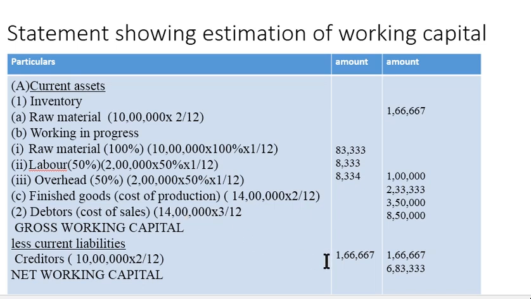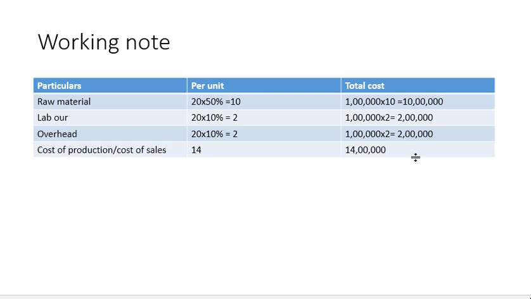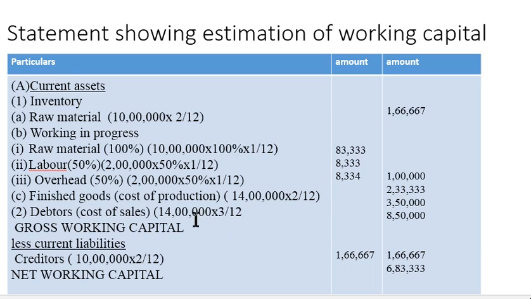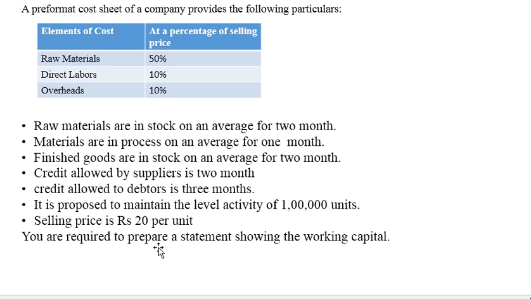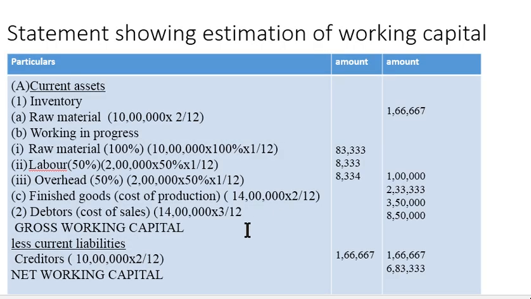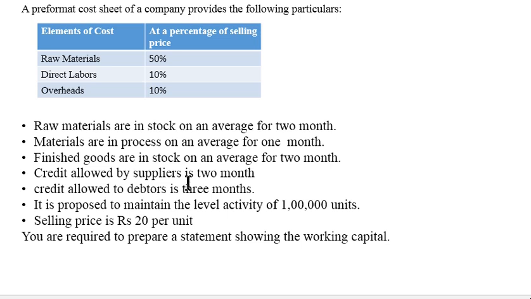Next, debtors. Now debtors are valued at cost of sales, you know. Cost of sales is nothing but cost of production, and cost of sales is the same here because there is no selling and distribution expenses. So 14 lakh, the same amount will come here. But you have to see how many months debtors. Debtors you have to check in the problem. Credit allowed to debtors is 3 months. So into 3 by 12 you will get 3 lakh 50,000. Okay, 3 lakh 50,000.